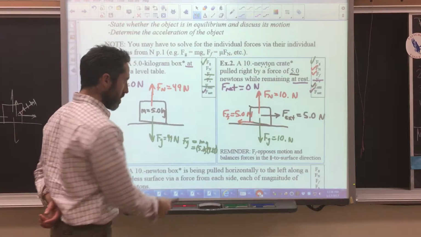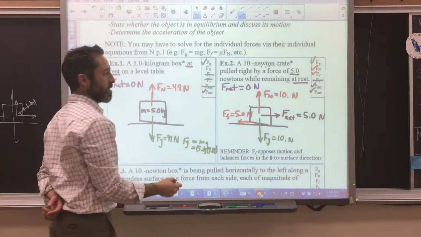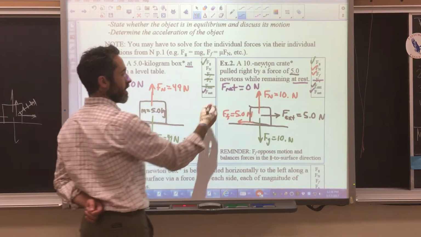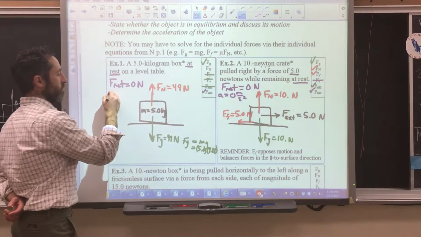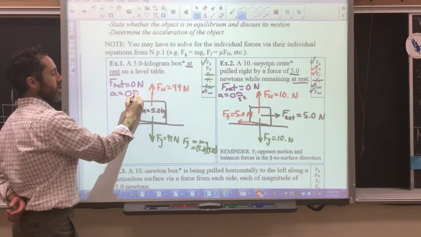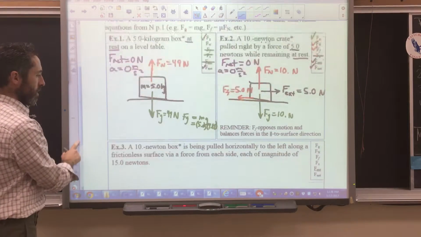There's your complete picture. By the way, we didn't mention it, but because a equals F net over m, if the net force is 0, the acceleration is 0. Over here, if the net force is 0, the acceleration is 0. All right, moving on.